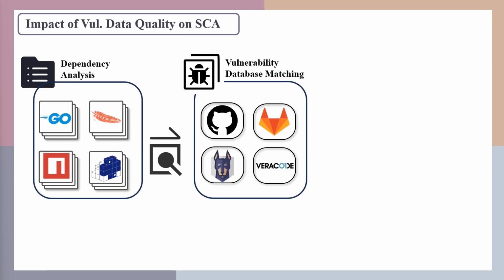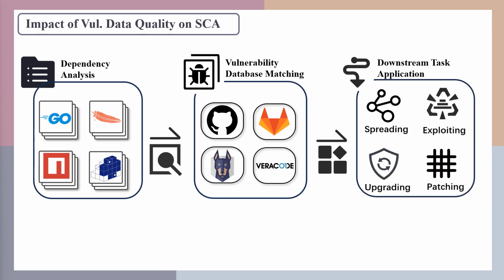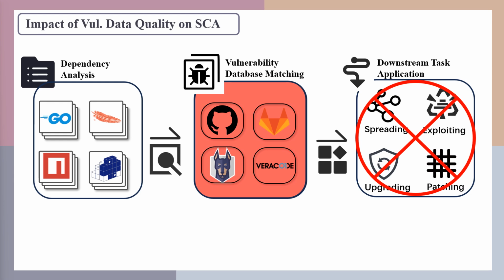The common pipeline of SCA involves parsing and extracting dependent libraries from a target project. Then it queries vulnerability databases to identify whether any vulnerabilities exist for these dependent libraries of specific versions. However, if the vulnerability's affected library versions are inaccurate or incomplete, downstream tasks such as vulnerability propagation and exploitation may be impacted, causing false positives or false negatives.